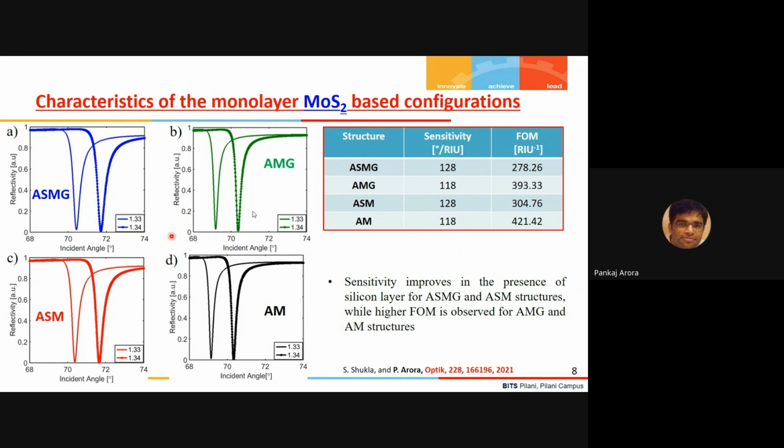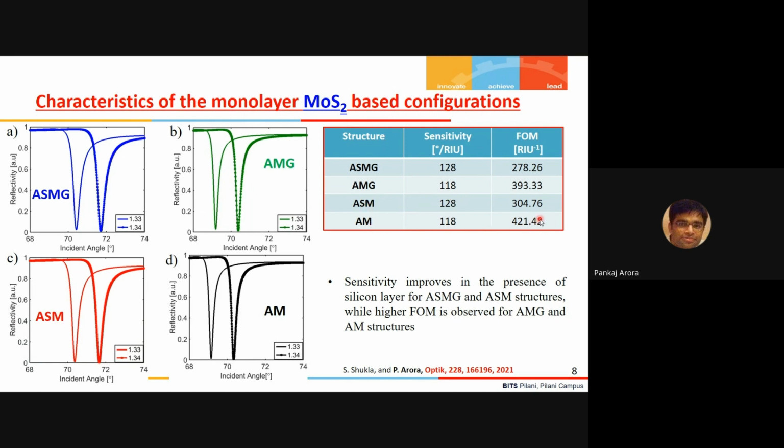What we found is that wherever I had the silicon, as I told you, silicon is a high dielectric constant material, it helps me to increase the sensitivity. So the sensitivity, ASMG, silicon is there, ASM, silicon is there; G stands for graphene, M stands for MoS2. Wherever I didn't, and where I introduced only the MoS2, over here you can see only MoS2.